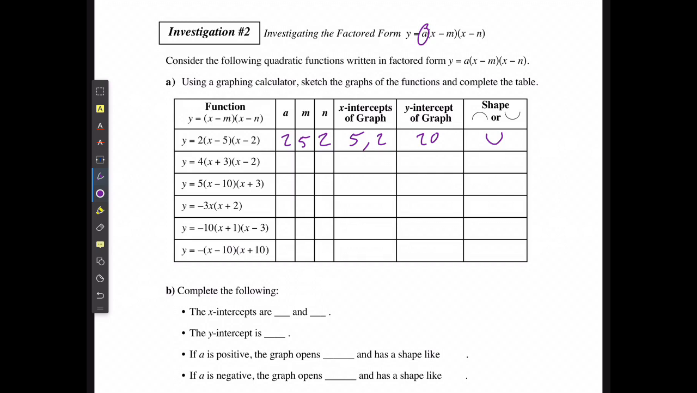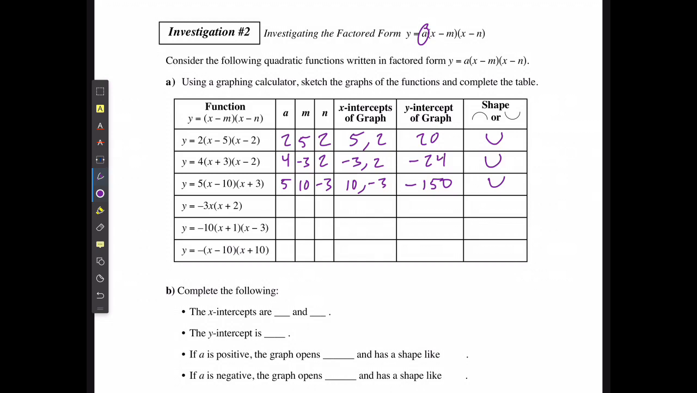In the second case, a is 4, m is negative 3, and n is positive 2. The intercepts occur at negative 3 and positive 2. The y-intercept is at negative 24, and this one also opens upwards. For the third example, a is 5, m is 10, and n is negative 3. The x-intercepts occur at 10 and negative 3, or negative 3 and 10, and the y-intercept occurs at negative 150, and this one still opens upwards.